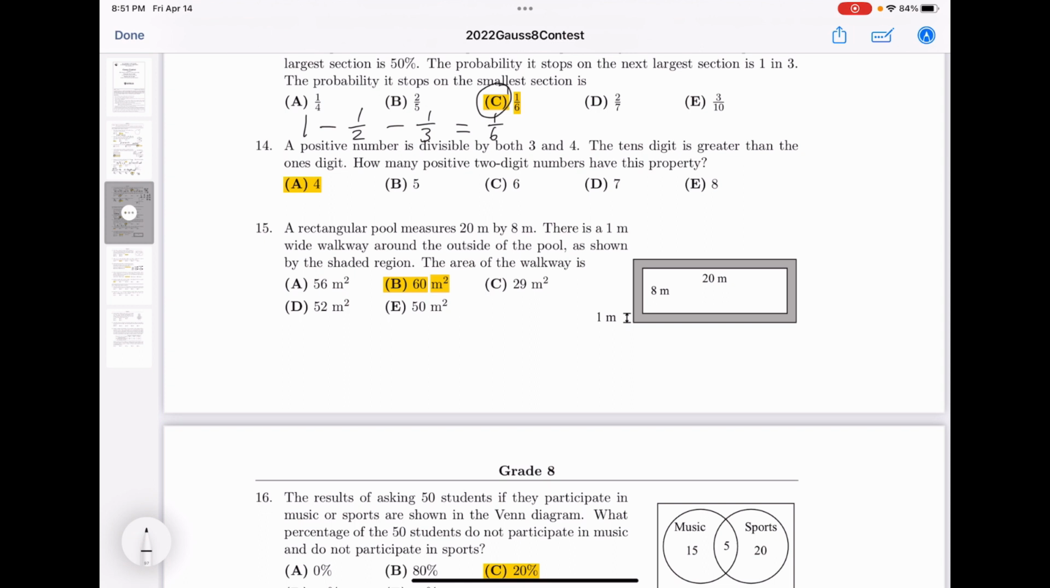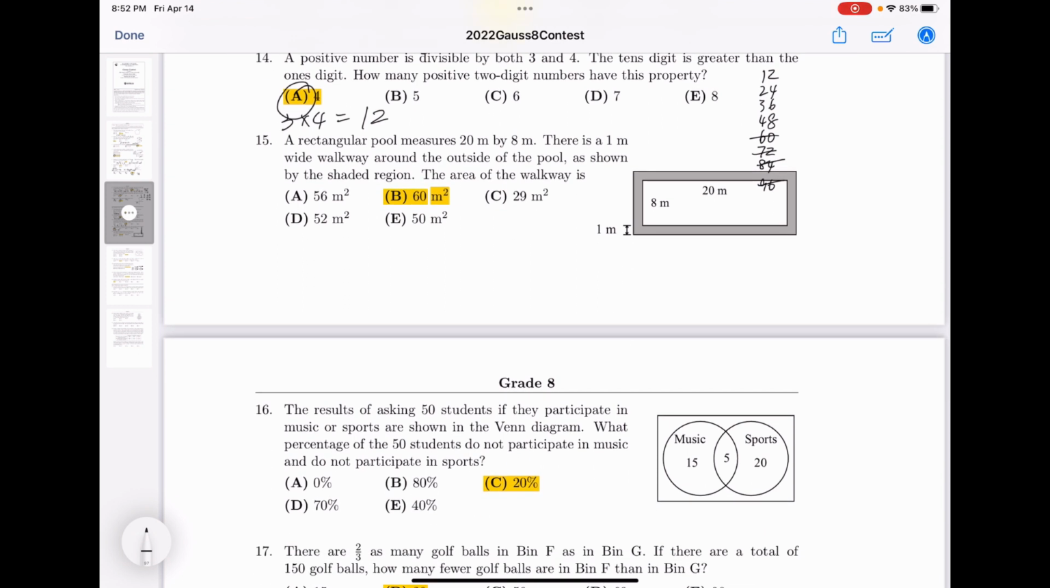Okay. So since the number must be divisible by 3 and 4, it must be a multiple of 3 times 4, which is 12. And if we list out all the 2-digit multiples of 12, we will get 12, 24, 36, 48, 60, 72, 84, and 96. And if we look at them, we would see that only 4 of them satisfy the requirement.